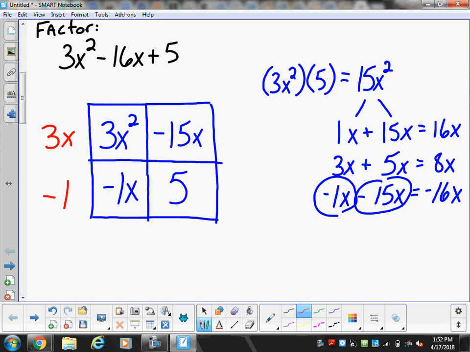Now we're going to do the same thing with the columns. So in this first column, 3x squared and negative 1x, the only thing they have in common is the 1x. And it's going to stay positive because the 3x squared is the closest to it. And then here, the negative 15x and the positive 5. Yeah, 5, but we're going to put it as negative 5 because of the 15 being negative.